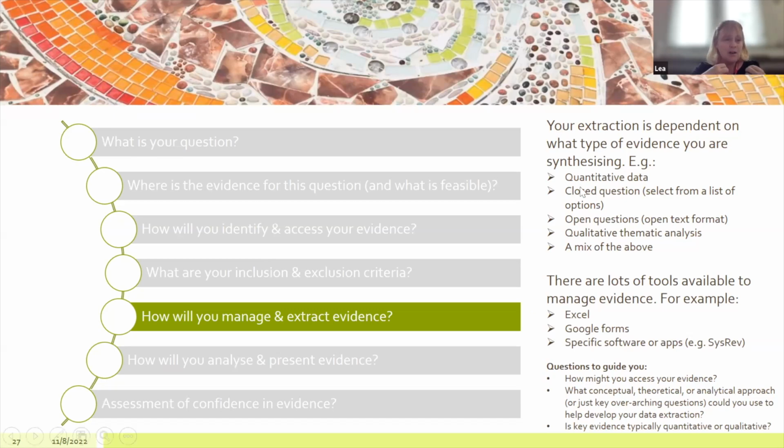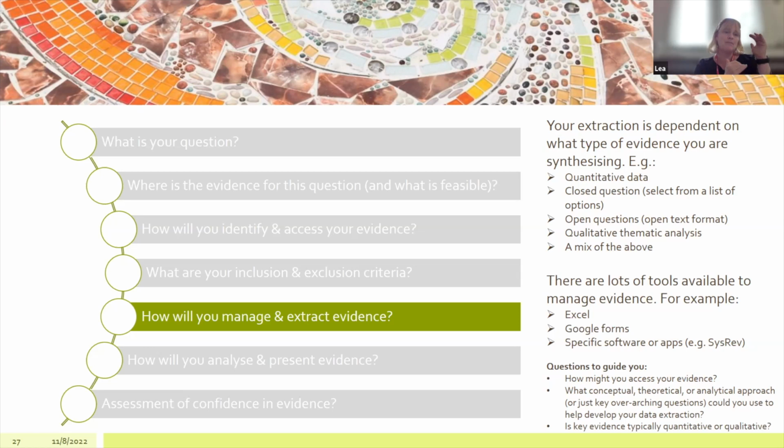So you might be extracting quantitative data estimates. You might have closed questions, so a drop-down option. What continent is this paper about? What ecosystem is this paper talking about? What interventions? What risk factors? A set of closed, restricted options. You might have open questions. What does this paper say are the key drivers of peatland degradation? And you could have a qualitative thematic analysis, or a mix of the above.